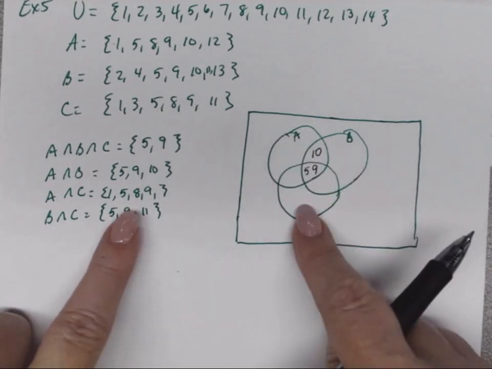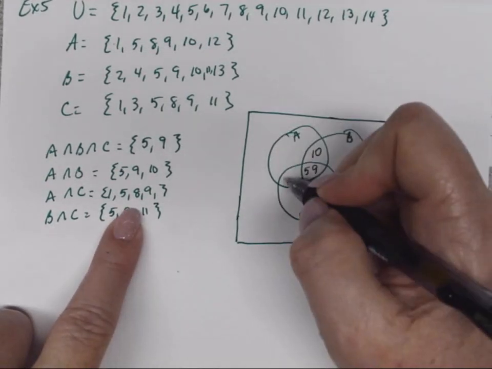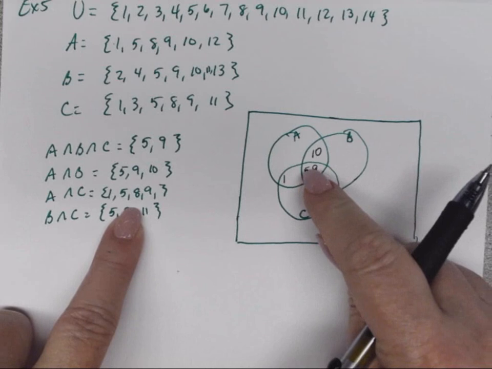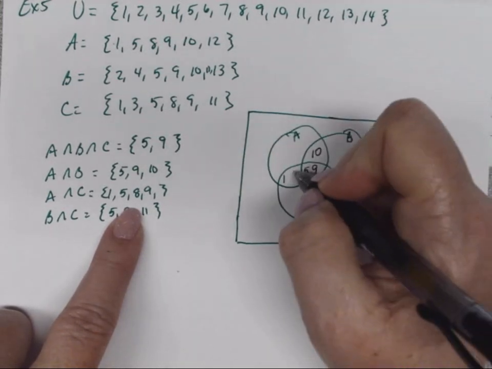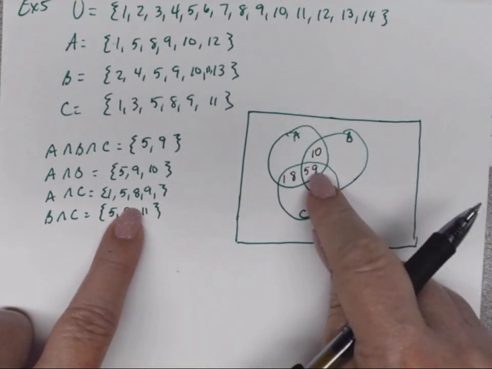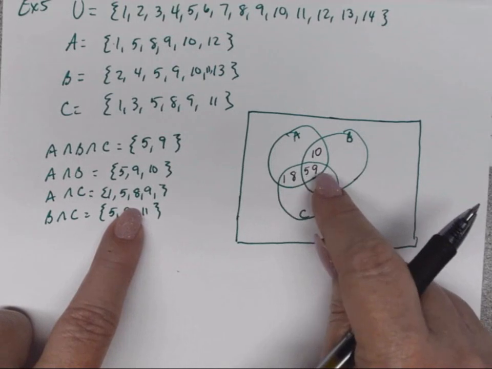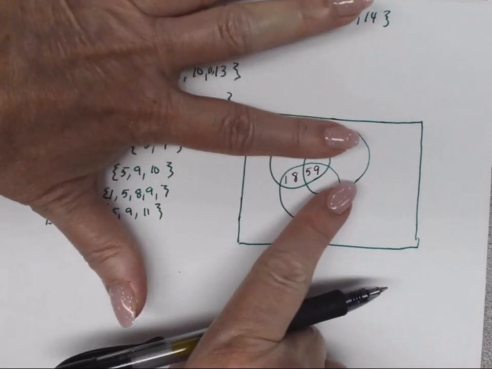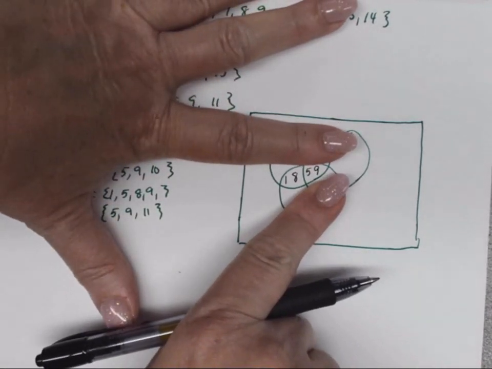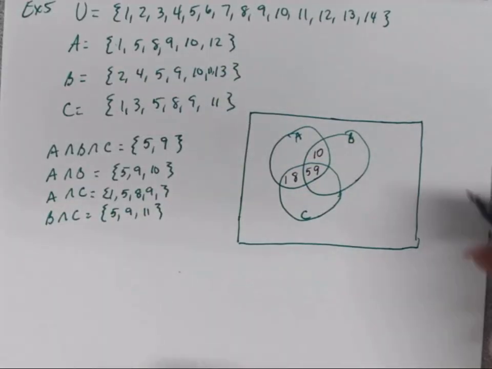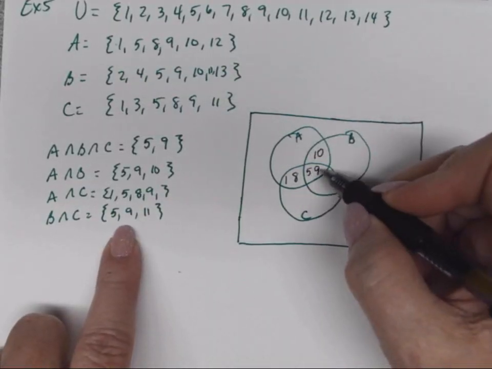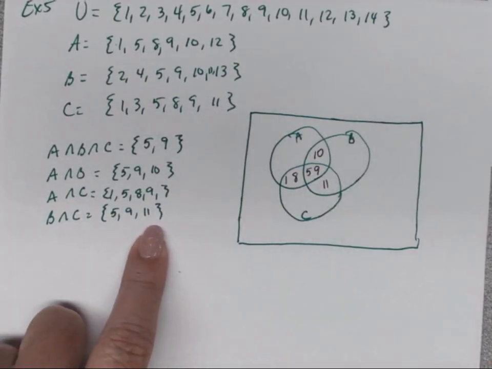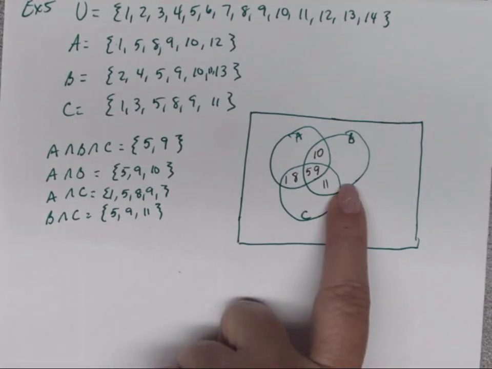Between A and C, they have 1. They have 5 already. They have an 8. They have a 9 already. So this would be the overlap between A and C. And now we need to do B and C. B and C have 5 and 9, and they also had 11, so it will go here.